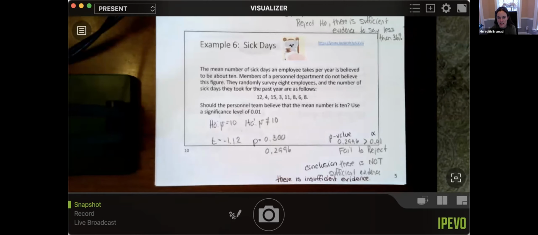Okay, so we are comparing it to 10 because it's believed to be 10. And we enter our data into the list and we get a t of negative 1.12 and a p-value of 0.2996. If we rounded that to 2 or 3 decimals, it would have been 0.300. We compare it, we fail to reject, there is not sufficient evidence, or they might say there is insufficient evidence. So I wrote that down there as kind of like an extra way that they could possibly write your conclusion. Did anybody not get this as their answer?